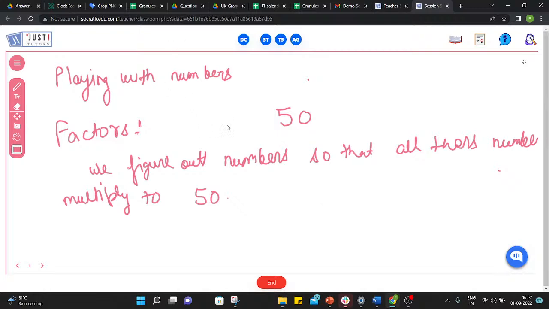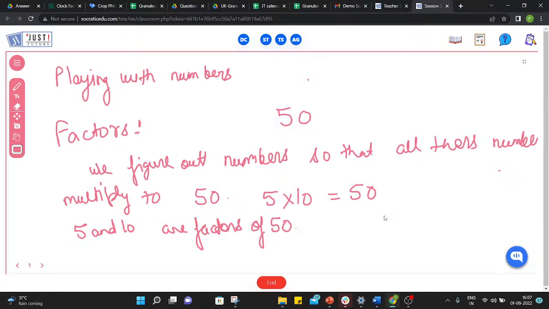Okay, so we all know our 5 times table, don't we? So that means 5 times 10 is 50. Now we have got factors 5 times 10. So 5 and 10 are the factors of 50. Okay, but are 5 and 10 the only numbers which are factors of 50?